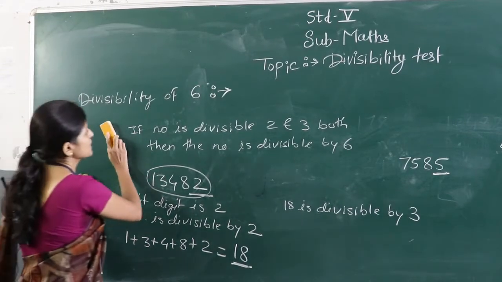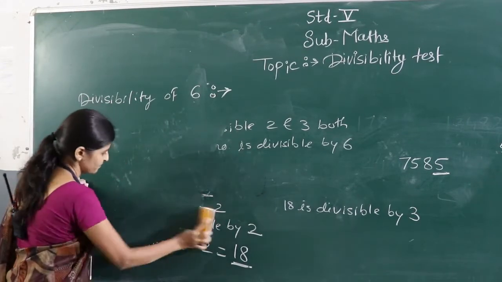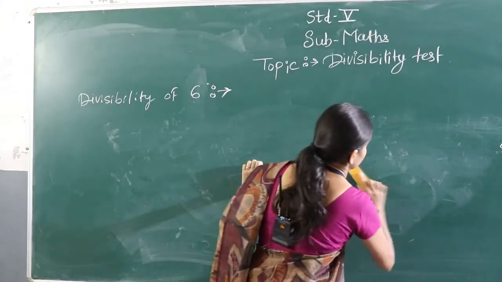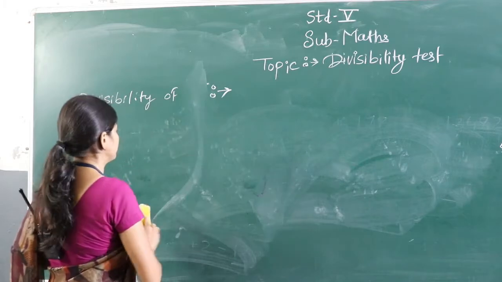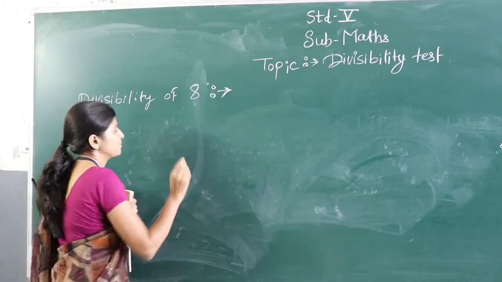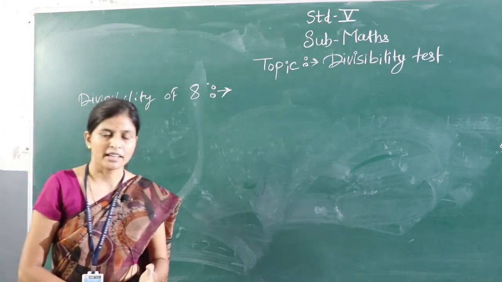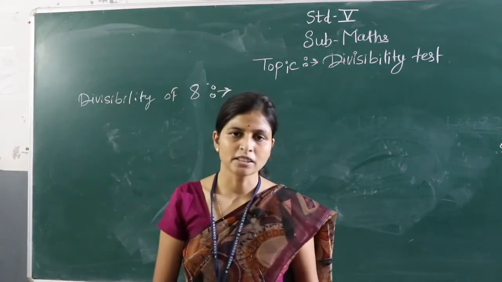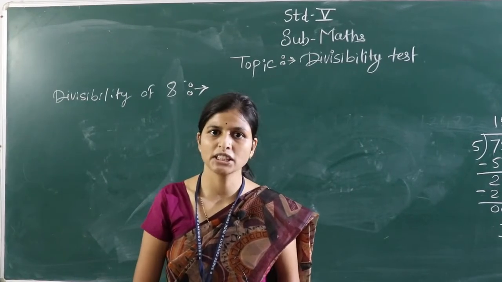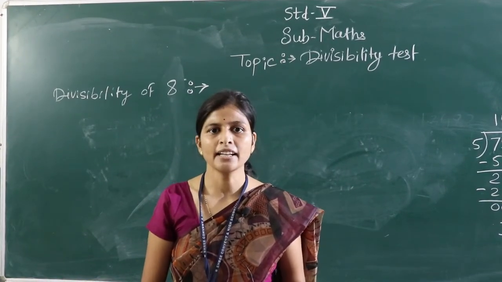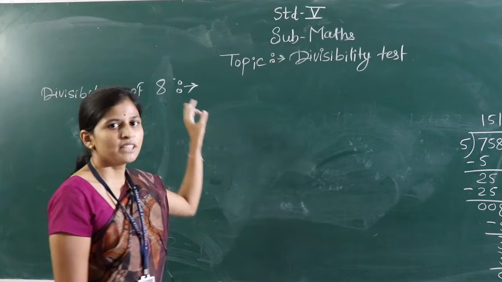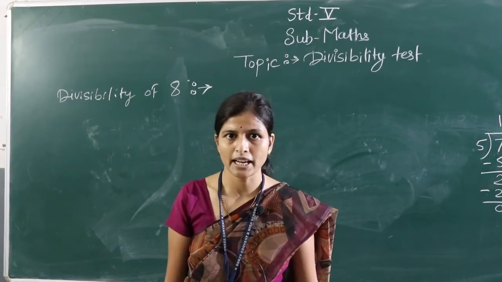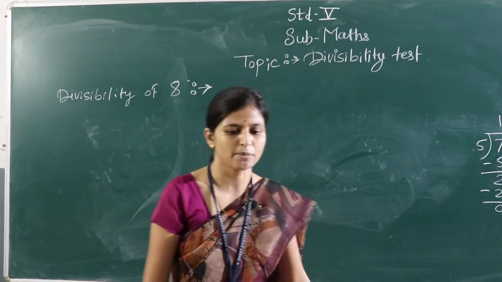Now we see the divisibility of 8. Like 2 and 4, where we see the last digit in divisibility of 2 and the last 2 digits in divisibility of 4, like that in divisibility of 8 we see the last 3 digits. If the last 3 digits are divisible by 8, that means the whole number is divisible by 8.